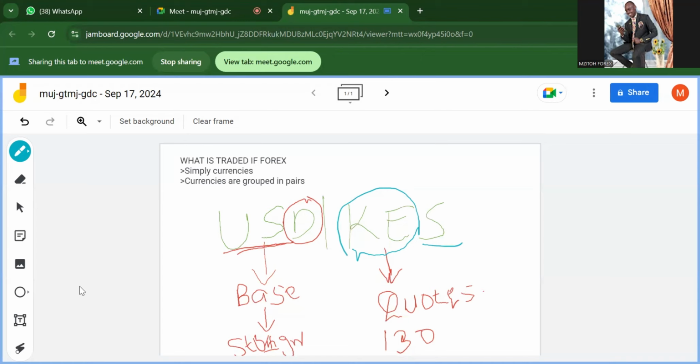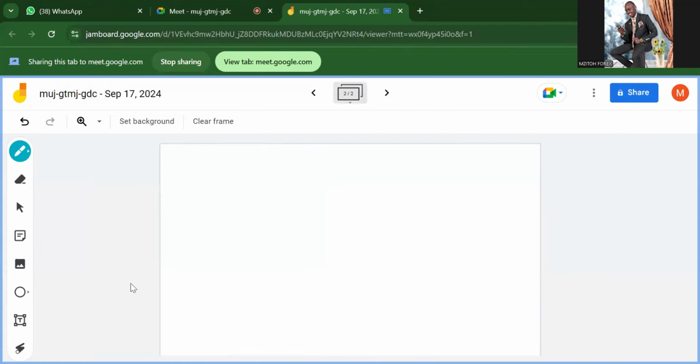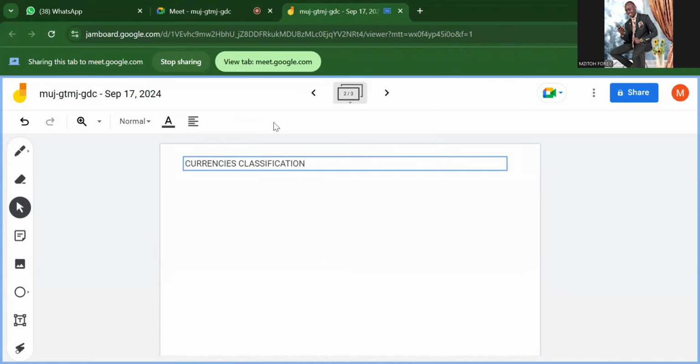But today we are going to cover the second part, which is the currencies classification. Currencies are classified in three main categories. Very, very important. So number one, we have what we call the major currencies. Let me tackle them one by one.